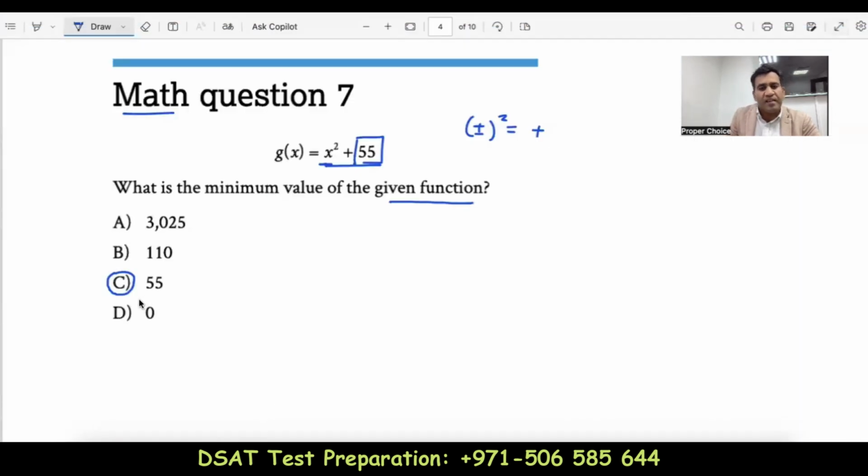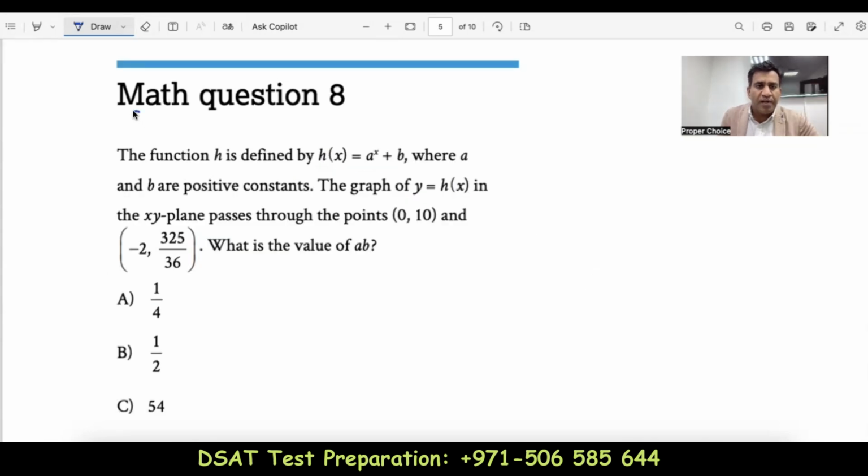As I told, either way is fine. If you observe very carefully, this term can never be less than its least value, which is at x equals 0. 0 plus 55, that will be the minimum this entire function could give. Or else take help of Desmos, it will give you the right answer immediately.